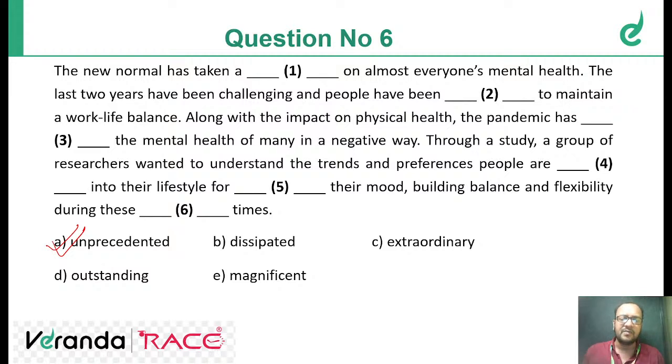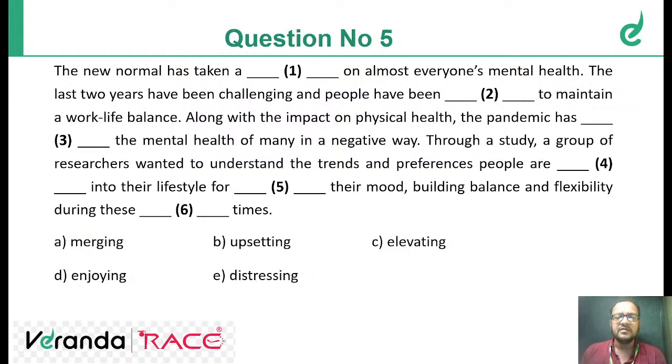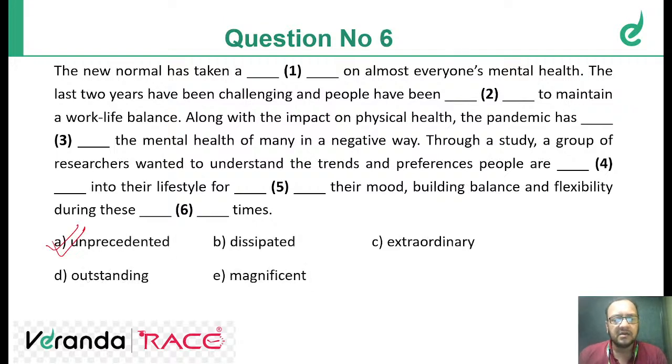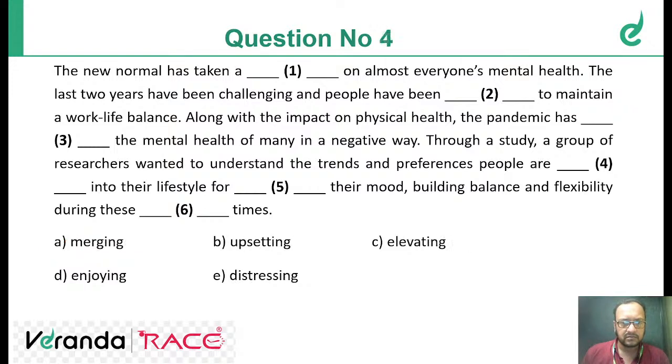In that case, 6 will be unprecedented, and 5 should be people are dash into their lifestyle. People are merging into their lifestyle for dash their mood. So option number 6 should be, 4 is merging, 5 should be, okay, I think there's some error. It should be elevating.